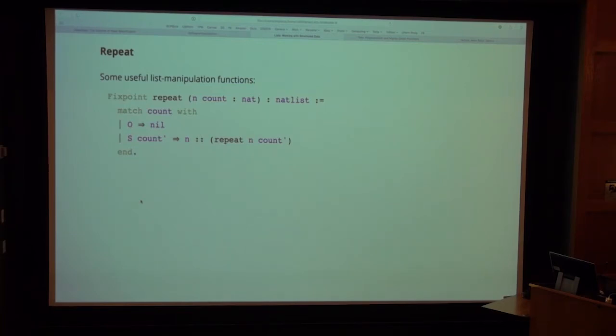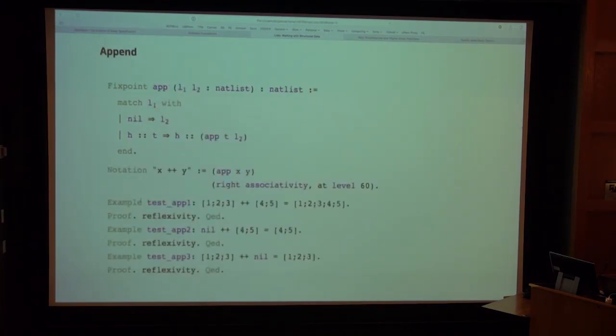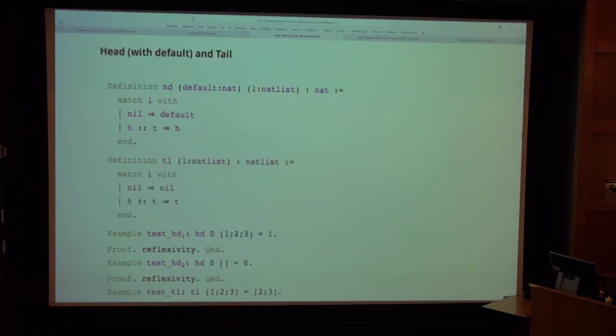And then with those things in hand, we can write some useful recursive functions over lists. And once again, this is completely familiar for those of you that are experienced functional programmers. So here is the repeat function that takes a number n and a count, which is the number of times to repeat it, and returns a list of that many copies. Here is the length function. Here is the append function. And here is some special syntax for it because we use it a lot. Here is head and tail.